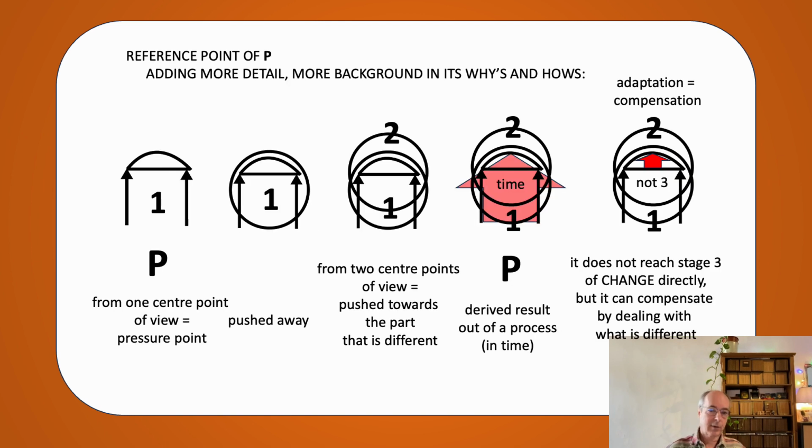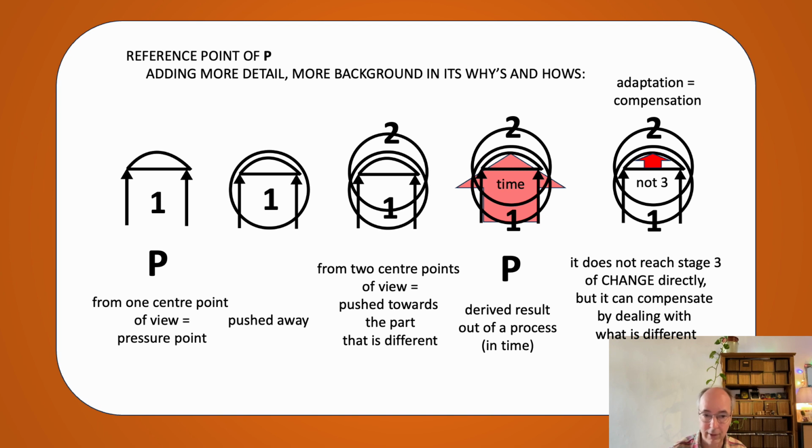So also the P, I can add a little bit more context, because before that we saw it as a reference point from just one central point of view, as a pressure point. Something comes out or something is pushed away. If you compare to two center points, so the confrontational area, which is in this case actually the reference point, which is also there, then we see it is not just pushed away, it's also pushing forwards and pushing towards that part that is different from what we know. It's different, and when we also add time frame to it, we know that what is pushed out of it is a result out of a process in time.